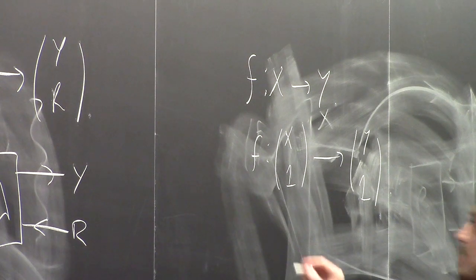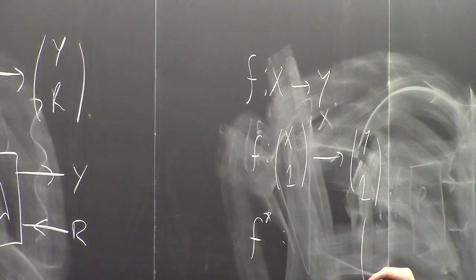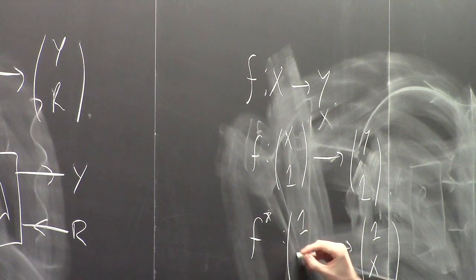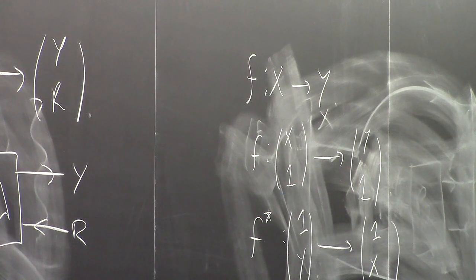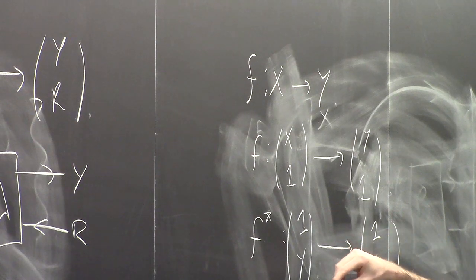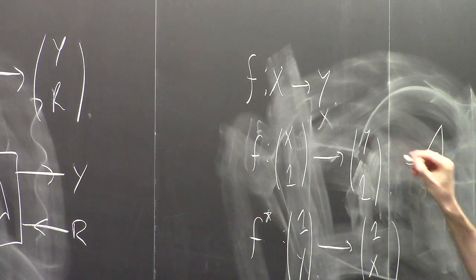And there is another thing which I'll call f star, which goes from 1Y to 1X. Yes, sorry, I just said that backwards. I was thinking backwards. So along the top we're going from 1 to 1, and along the bottom we're going from 1 times X to Y, so it's just f. So in pictures, I'm going to draw this as a function, this as a box like this.